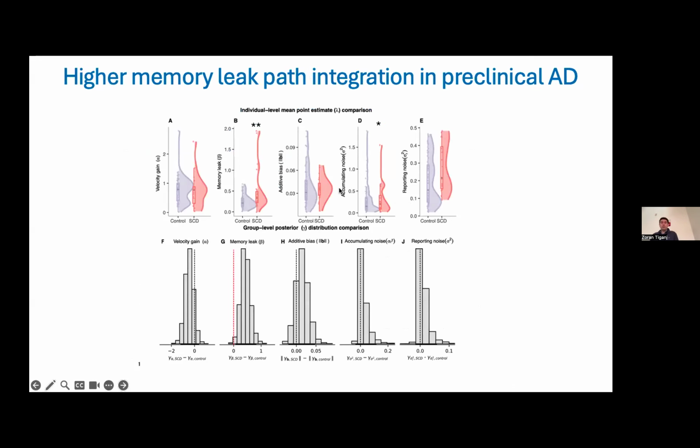And when we do that for each of these parameters, we look on one side, where we collapse it to a point estimate in the plot on the top, but we also look at the posterior distributions, in particular the difference between the SCD and control. And what we find here is that this difference was significant only for this parameter beta, for the memory leak. For other parameters, there was no difference between the two groups.